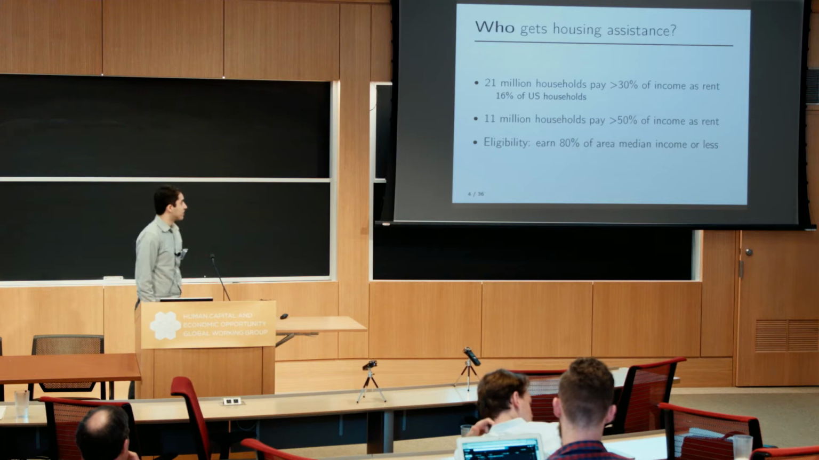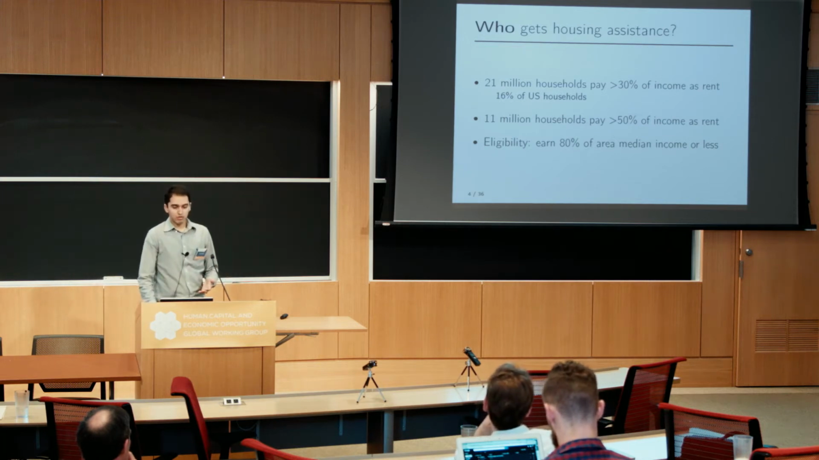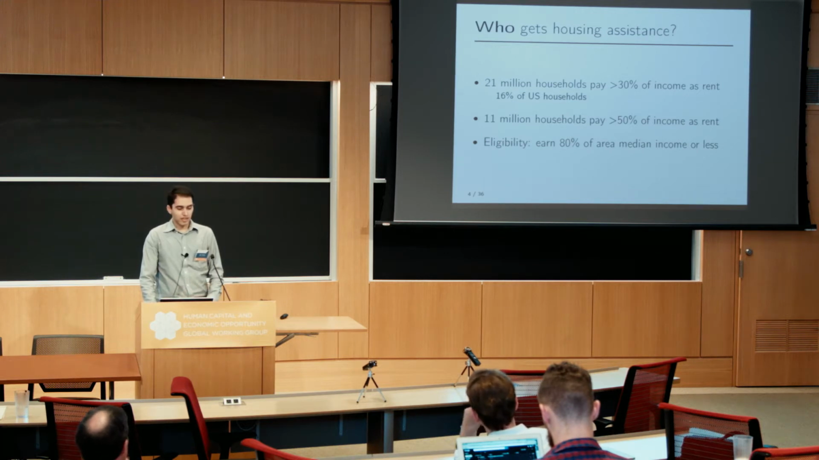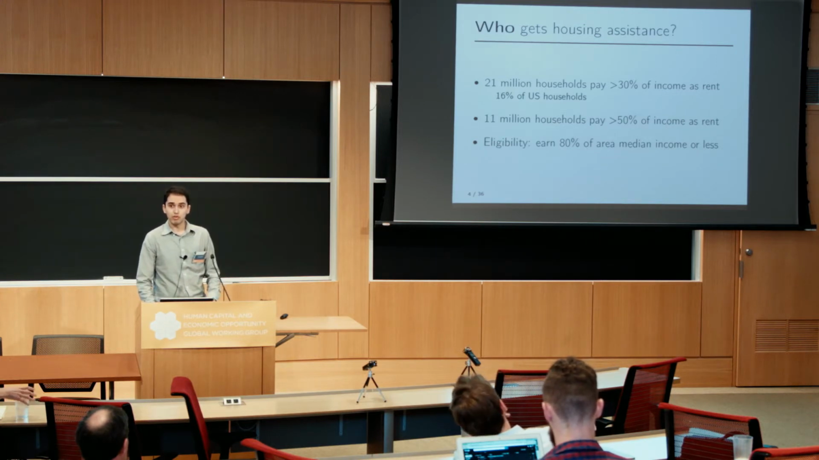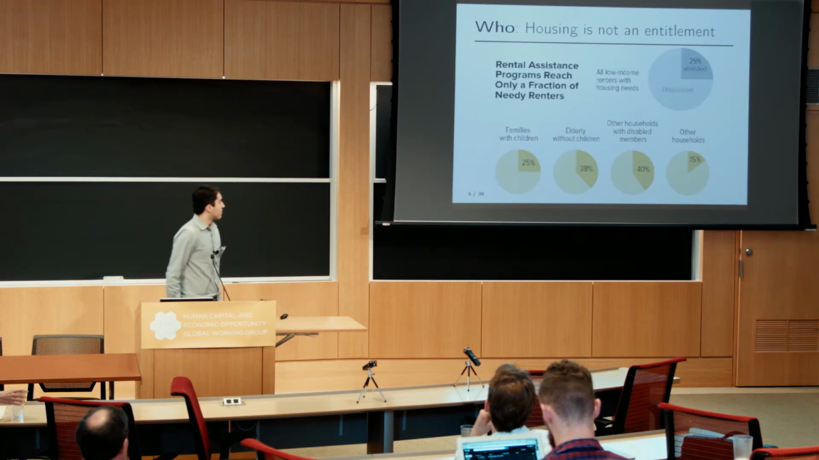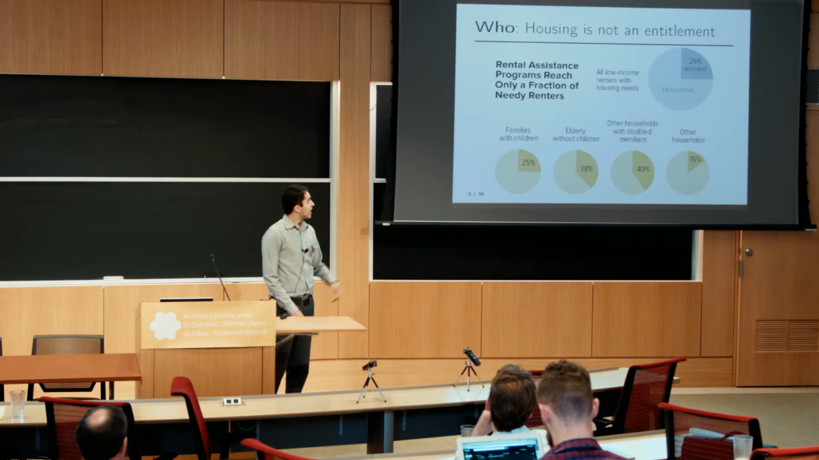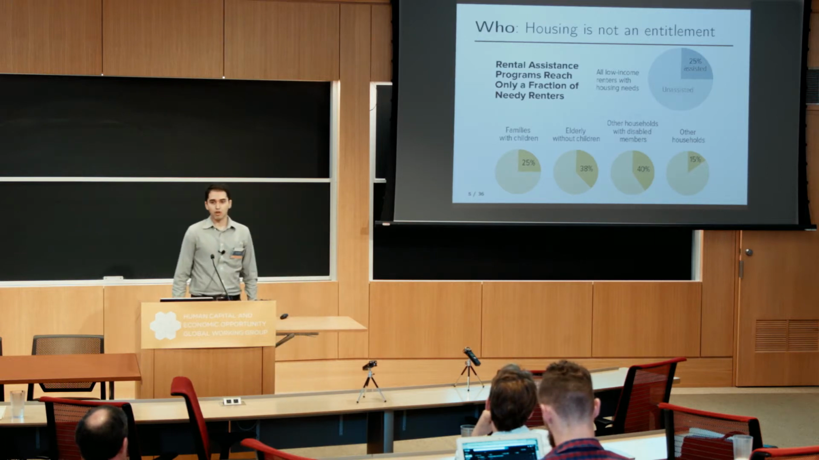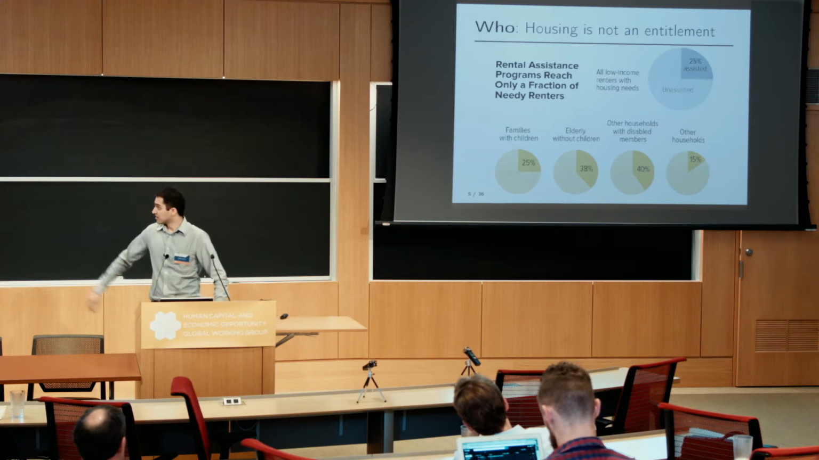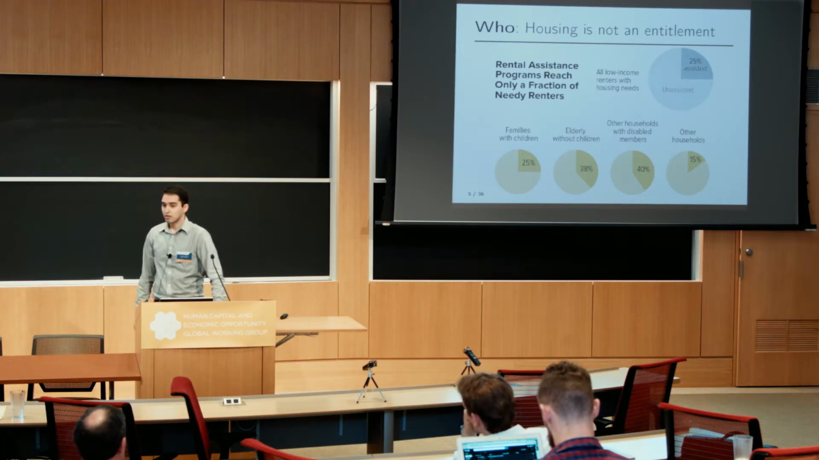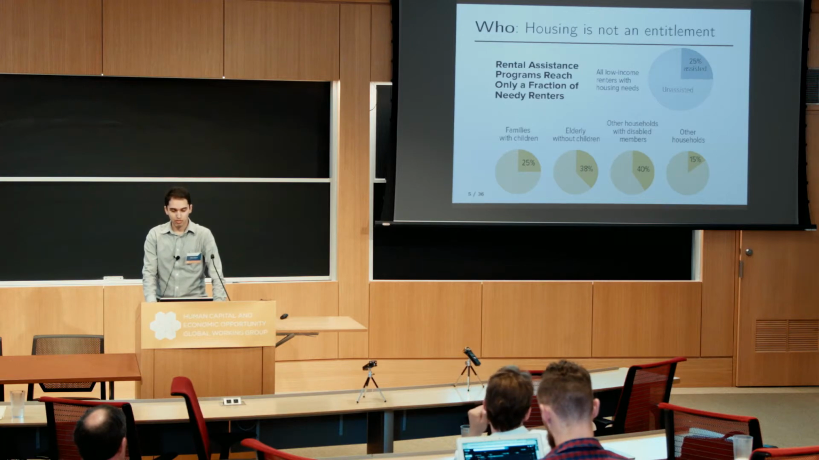That gets into the question of who's going to get housing assistance. We have 21 million households who are eligible for public housing assistance in the sense that they can't afford housing. 11 million households, which is 8% of US households, actually pay more than half of their income as rent. But housing is not an entitlement in the US, and as you can see here, only 1 in 4, as Rob pointed out, households actually receive assistance. This number is slightly higher for the elderly or for households with disabilities and so forth.